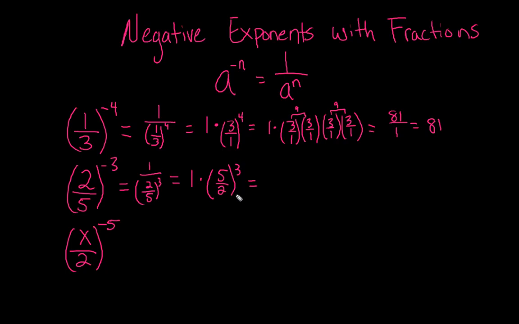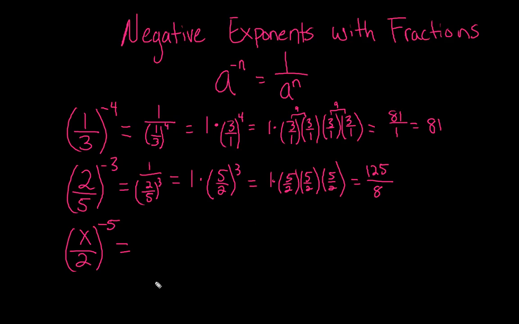So if we evaluate that, if we wrote it out longhand, it would be 1 times 5 over 2 times 5 over 2 times 5 over 2. And if we multiply it out, 5 times 5 times 5 is 125. 2 times 2 times 2 is 8. So that is your evaluated expression when you take 2/5 to the negative 3rd power, it is 125 over 8. Again, we flip the fraction and change the exponent to positive.